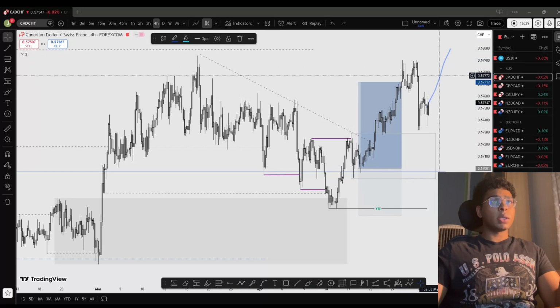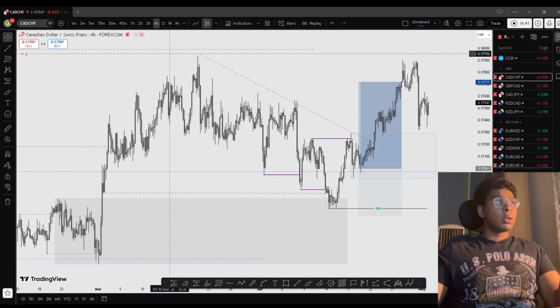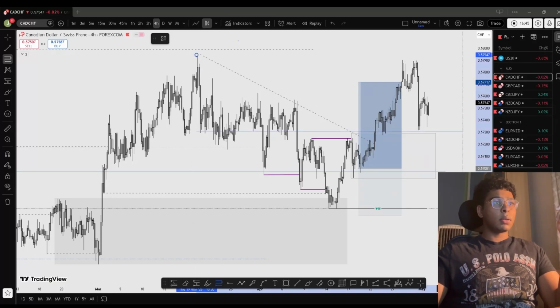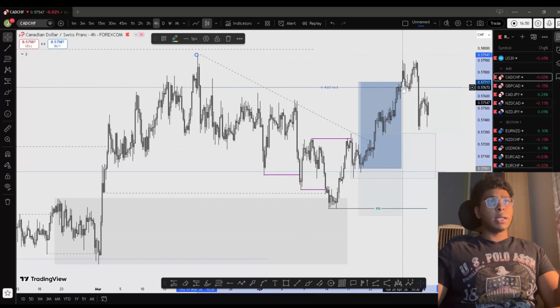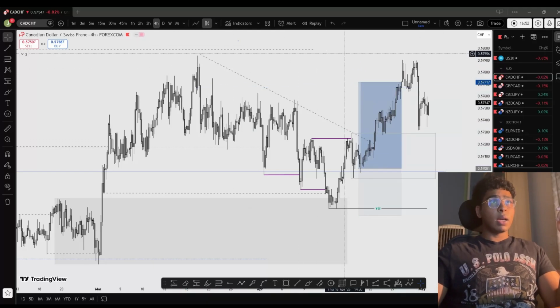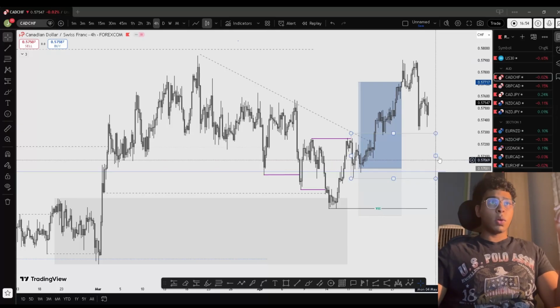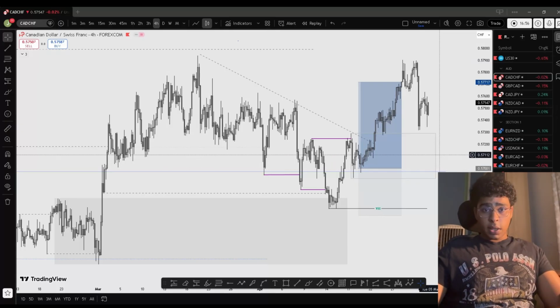But one thing you notice is it correctly goes to my 786, which is where I exited. I exited at 786. Price didn't take the high out. It's going down lower now. So this is one of the reasons I target the 786.